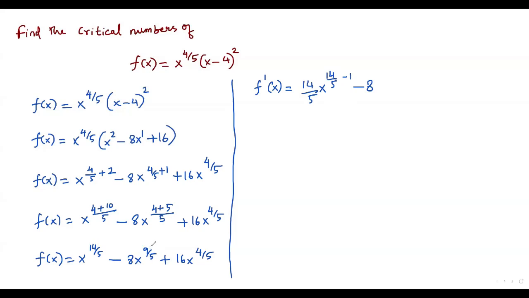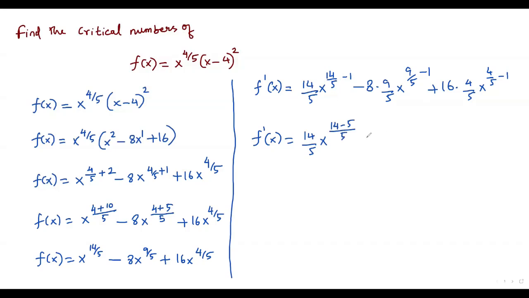Again, I have to apply the power rule. That is, I bring this exponent 9 over 5 in front of the variable and subtract 1 from the exponent. Positive, we can keep the constant 16 as it is. When I find the derivative of this part, I bring the exponent 4 over 5 in front of the variable and subtract 1 from the exponent. So f prime of x equals 14 over 5 times x to the power of. Here I do subtraction between a fraction and an integer. We multiply this integer 1 by the denominator of the fraction. So 14 − 1 times 5 is 5. Now I take this 5 as a common denominator, negative.